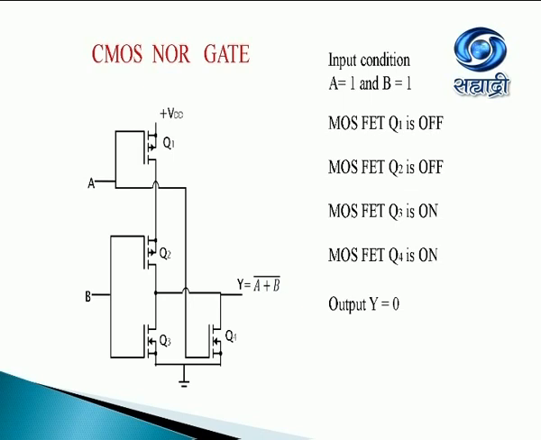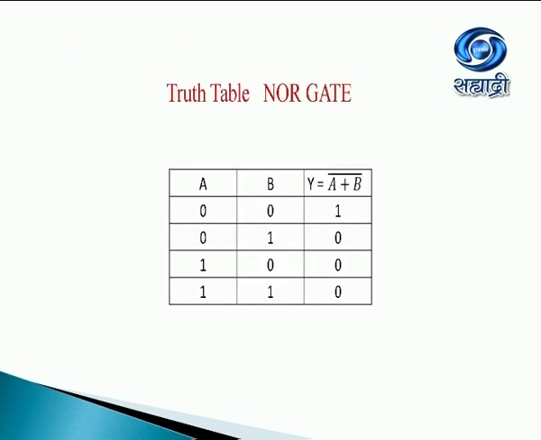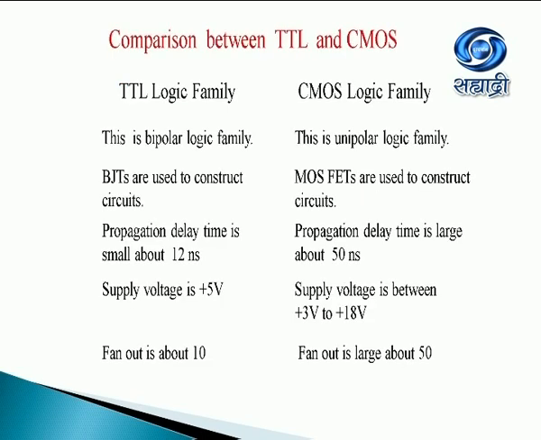Input condition A is equal to 1 and B is equal to 1. MOSFET Q1 is off, MOSFET Q2 is off, MOSFET Q3 is on, and MOSFET Q4 is on. So output Y is equal to 0. If we summarize this, we get A, B and Y: 0, 0, 1, 0, 1, 0, 1, 0, 0, 1, 1, 0.